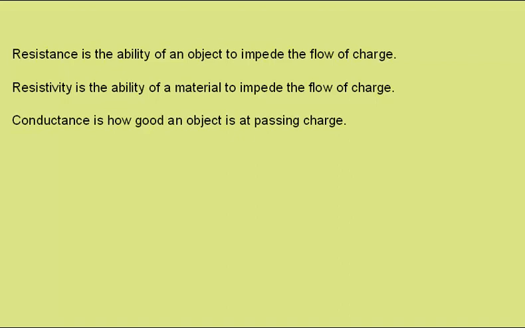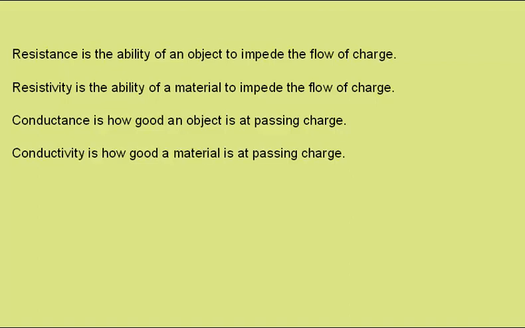Conductance is how good an object is at passing charge. So it's just the other way of looking at something. Resistance, how good it is at stopping charge. Conductance, how good it is at passing charge. And conductivity is how good a material is at passing charge. So for example, copper has a higher conductivity than plastic.